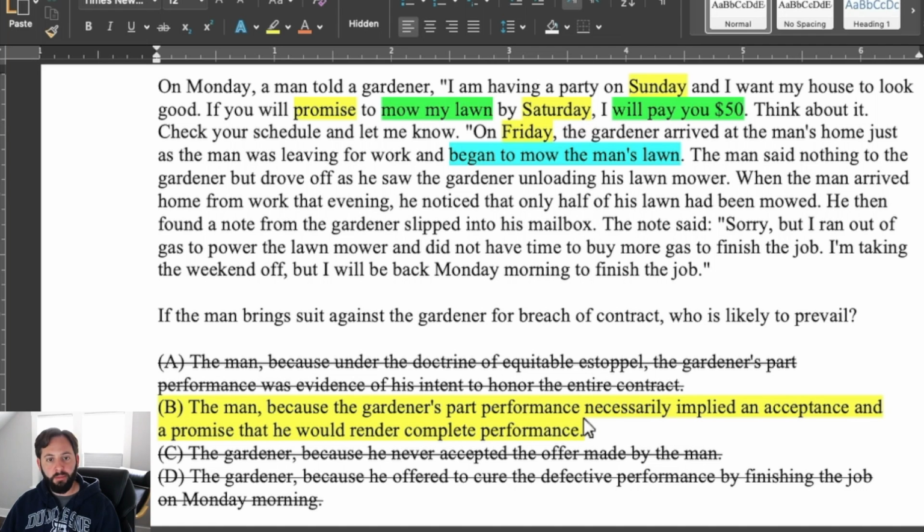We know that we can accept a promise by performance or by promising. There's nothing in this offer which excluded inherently acceptance by performance. Again, we had to identify those issues, but they were sort of handed to us in the fact pattern. And as we worked through them, we found that acceptance was almost certainly valid. And that acceptance constituted a promise to render complete performance, just as if he had said during that conversation, yes, I will mow your lawn. By bringing the lawn equipment out there, he effectively said that. He effectively at least implied that.